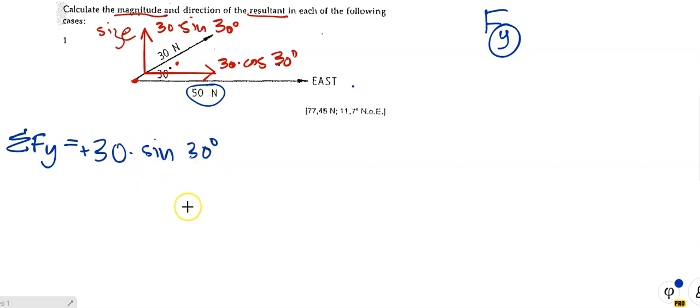Are there any more in the vertical? No. So I can just work it out. So what's 30 sine 30? Sine 30 is a half. So that's 15 newtons exactly. Right.